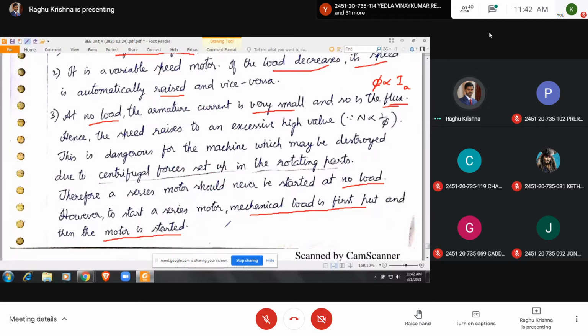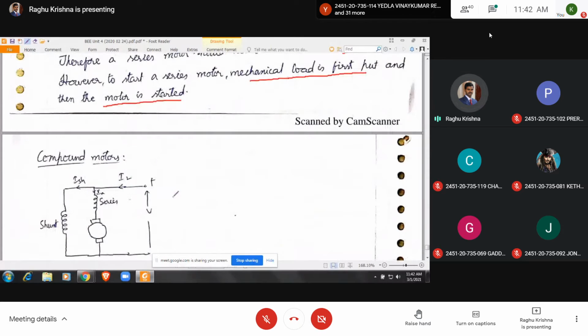So next, coming to the compound motors. Compound motors will be having a series field winding and a shunt field winding. So here it will be having the advantages of both a series motor and a shunt motor.